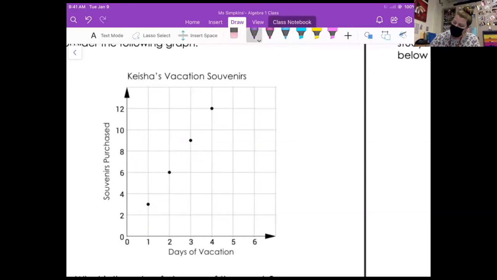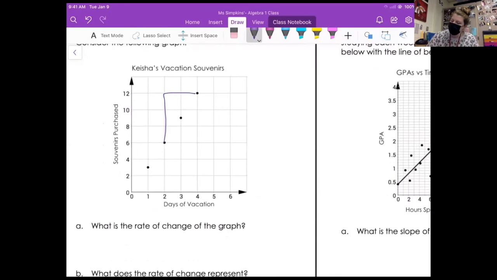So only use the points that you for sure know are there. So we're going to go up and right. How many did I travel up? Ooh, good, Bryce. 6. Look at the scale. So I went from 6 to 12, which is 6. And then how many to the right? 2. And I can simplify that to 3. Yes.